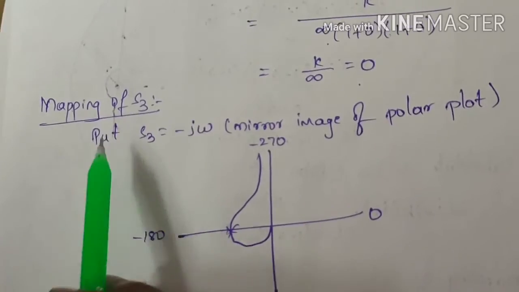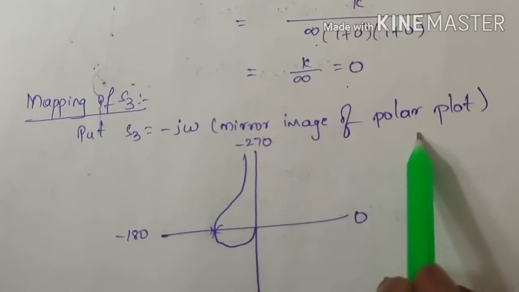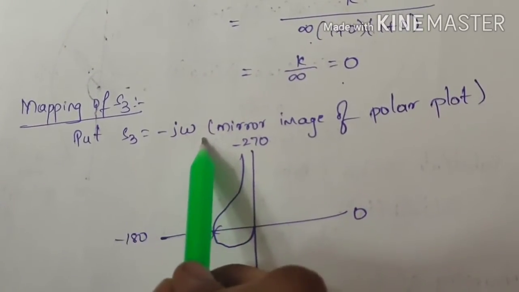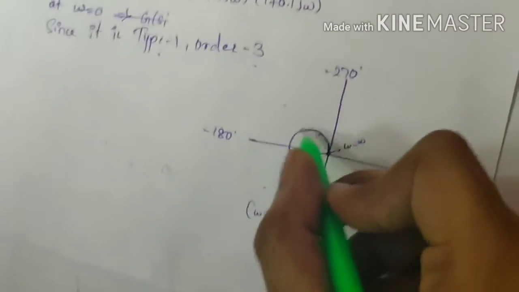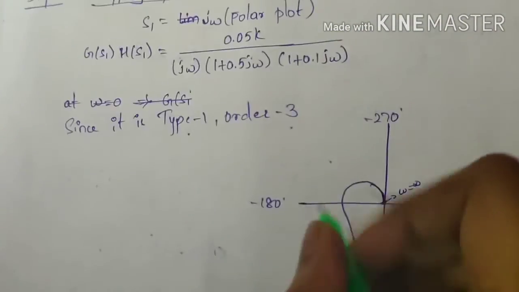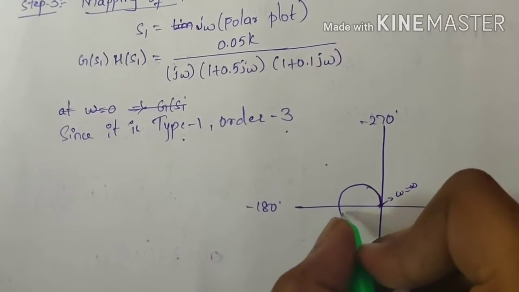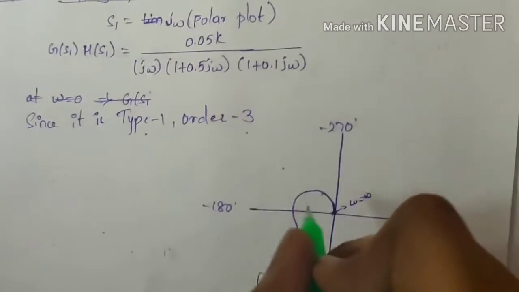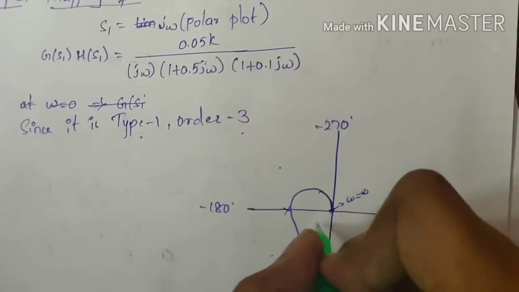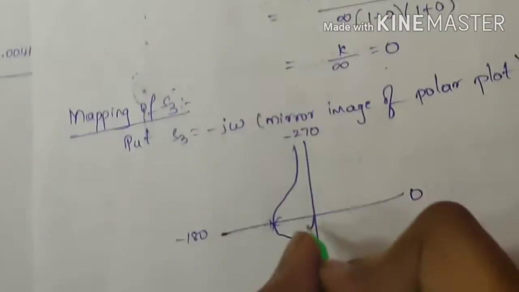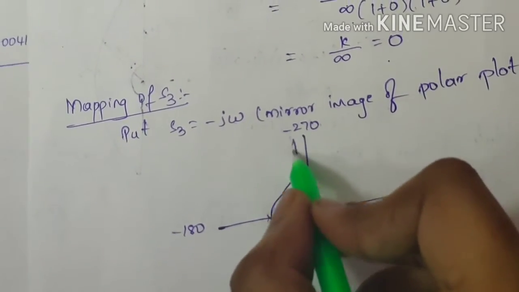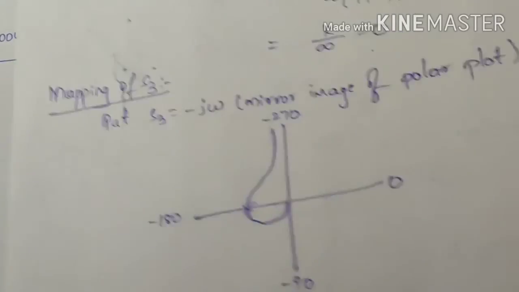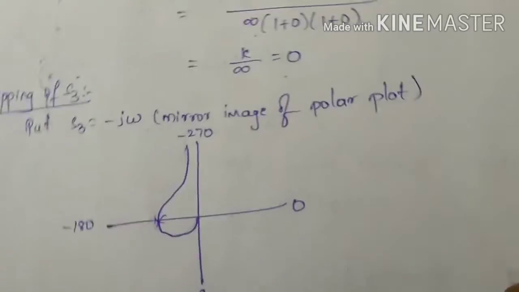Next, mapping of S3. As I told, S3 is nothing but the mirror image of the polar plot. Just substitute s equals minus j omega. If you observe, this is the original image of the polar plot. If you draw the mirror image, it will intersect at the same point. It will travel in this way, parallel to minus 270 degrees. This is the mirror image of S1.